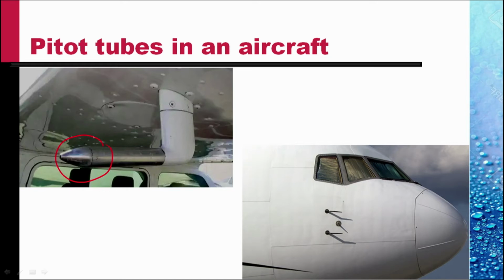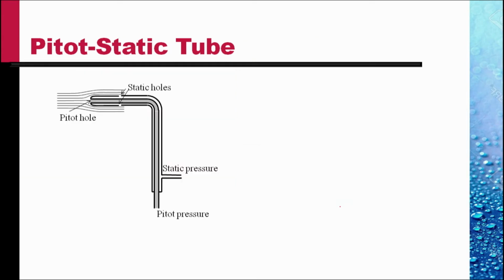Same arrangement. Another arrangement in the aircraft. These tubes are pointing in the direction of the motion of the aircraft, that is, in the direction of the oncoming fluid. Another arrangement that is quite popular is what is known as a Pitot-static tube, in which we pick up both the pitot pressure as well as the static pressure.